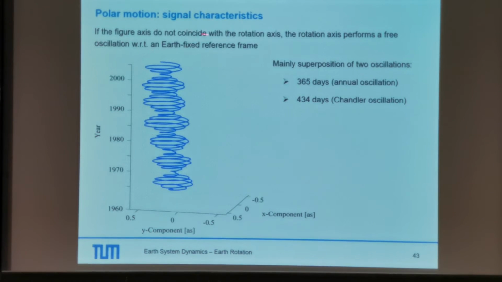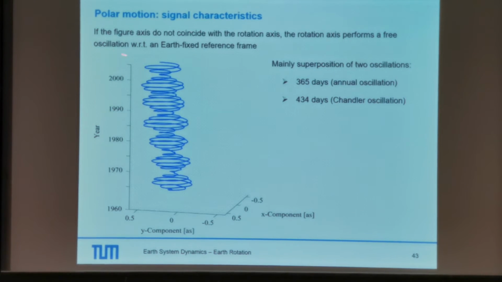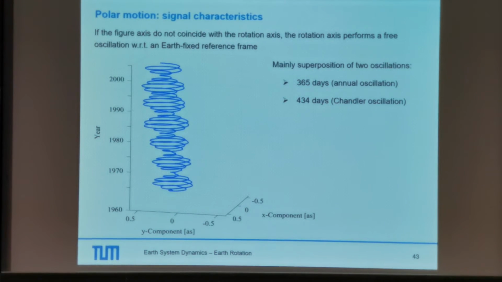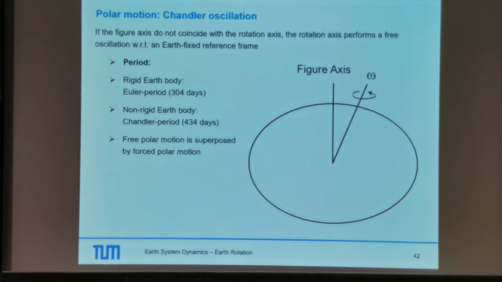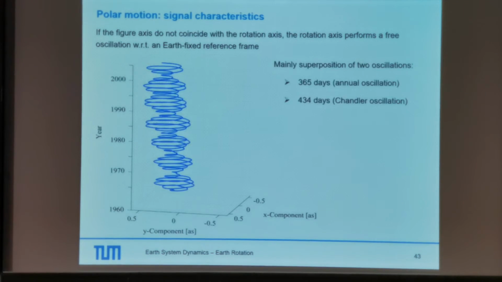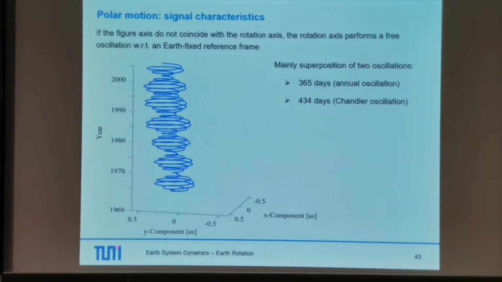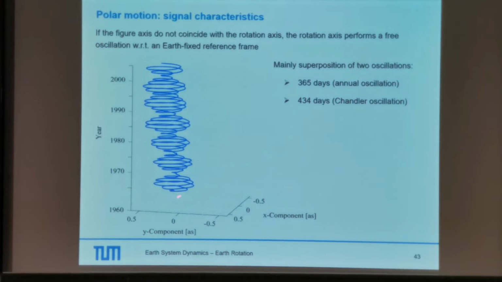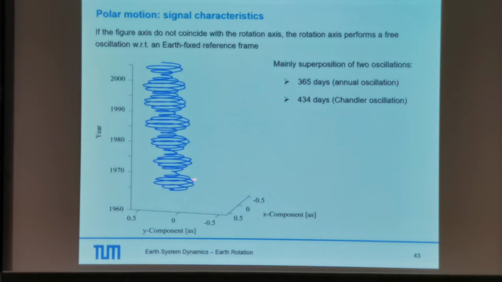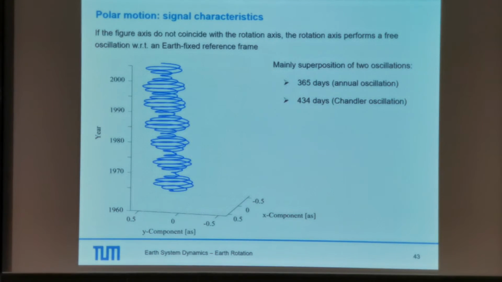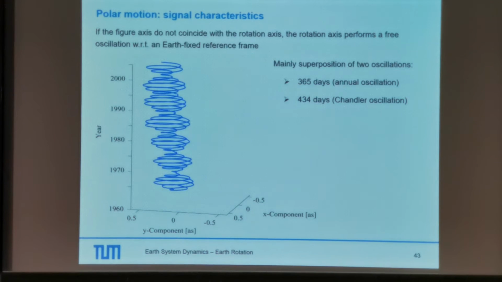If the figure axis does not coincide with the rotation axis, as is the case, the rotation axis performs a free oscillation with respect to the Earth's fixed reference frame. That's what we had already last lecture. In this three-dimensional plot, x and y are the polar motion components, the motion of the tip in the terrestrial system, and on the z-axis you have the time. You see that this rotation is mainly a superposition of two oscillations, a 360-day annual oscillation and this Chandler oscillation, since we are on a deformable Earth body.